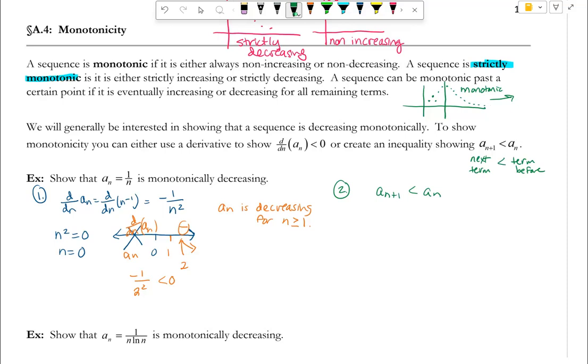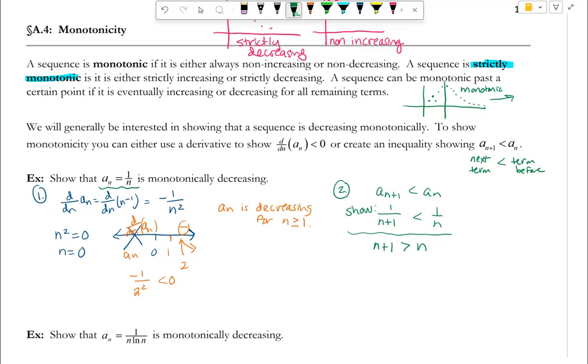So if I look at my explicit function, a sub n plus 1 is just 1 over n plus 1, and we need to show that that is less than 1 over n. So our goal is to show that this statement is true. And we could really do that in two statements. One, we could show that n plus 1 is greater than n. This is going to be true for all values of n. Adding 1 to anything, any number, makes it greater than not adding 1 to it.